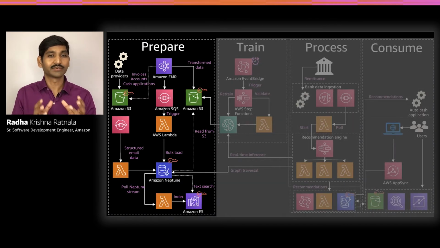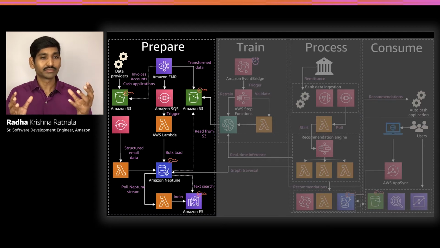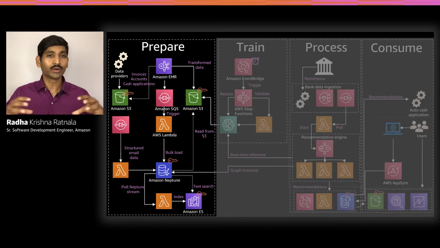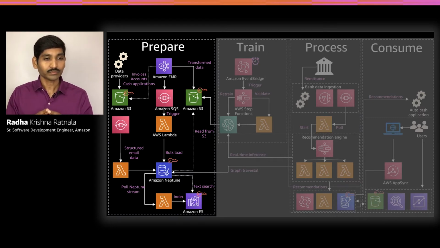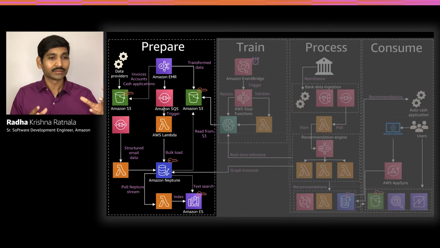First step is preparation of the data. We want to take the account information, the invoices, the account relations, as well as the historic cash applications that have happened. Then we want to create a knowledge graph so we can understand how a customer is operating. We used Amazon Elastic MapReduce to transform this data into CSV format, which can be bulk loaded into Amazon Neptune. We also take the email data that we received in a structured format and store it in our Neptune knowledge graph. So we understand, given a customer, what emails they have sent, which invoices they are trying to close, and what patterns we have seen historically.